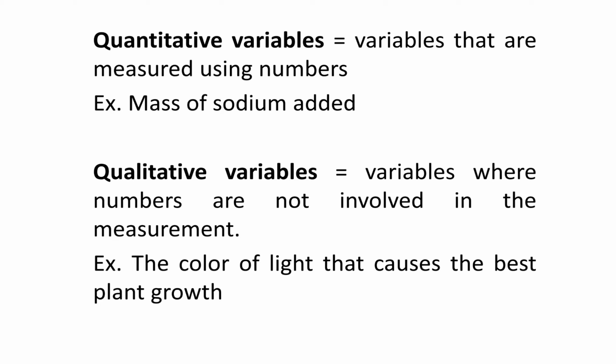Qualitative variables are variables where numbers are not involved in the measurement. For example, the color of light that causes the best plant growth. Well, you know, color is a color, not a number, so that's why it's qualitative.